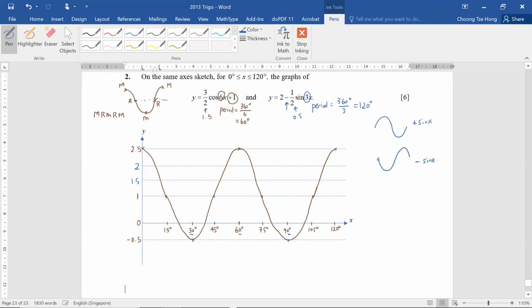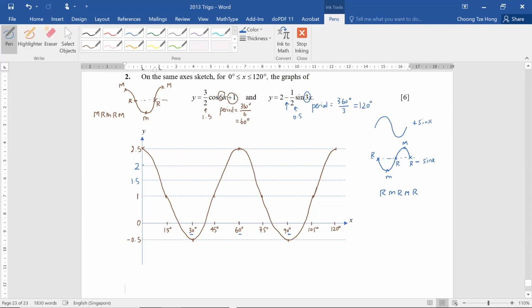The negative sine graph will start from the central point, at rest, but it will go to the minimum first, then go back to rest, then go to the maximum, and then go back to rest. So the pattern is rest, minimum, rest, maximum, and then back to rest. Remember the central point is at 2 for this graph.